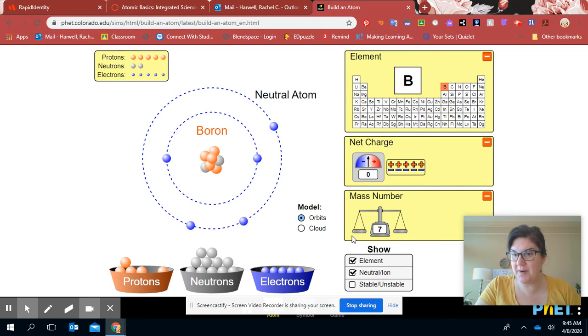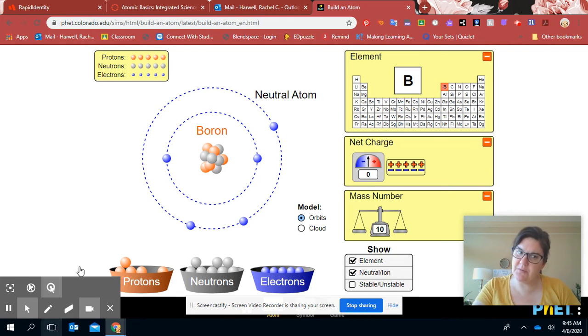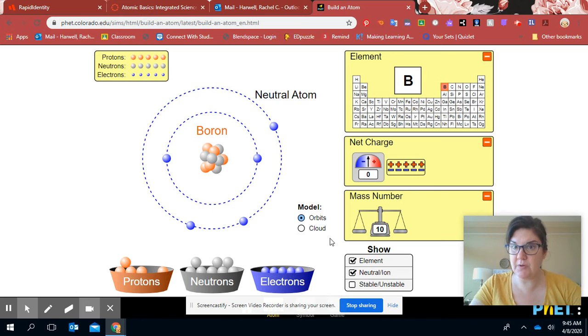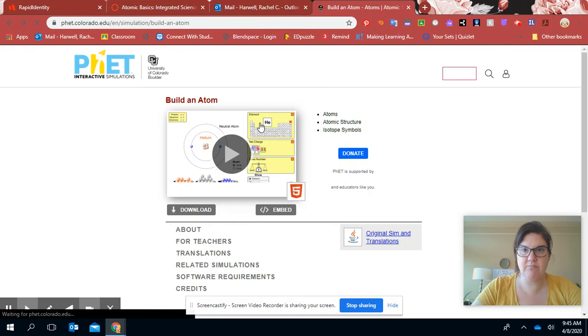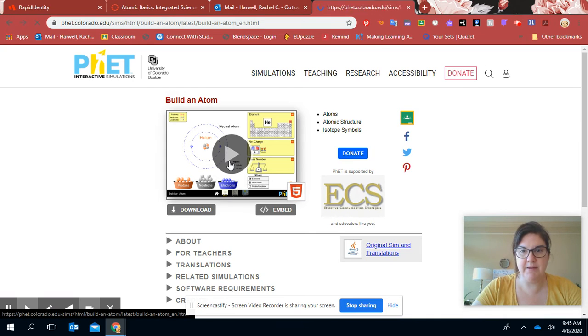Your mass number is telling you how many protons and neutrons. So you can see the mass number is going to go up as I change this around, right? Okay. All right. So that's this part. I want you to play around, see how many different atoms, different types of elements that you can make. Okay, so you're playing around with this. Then you can come back out here. Oops, my bad.